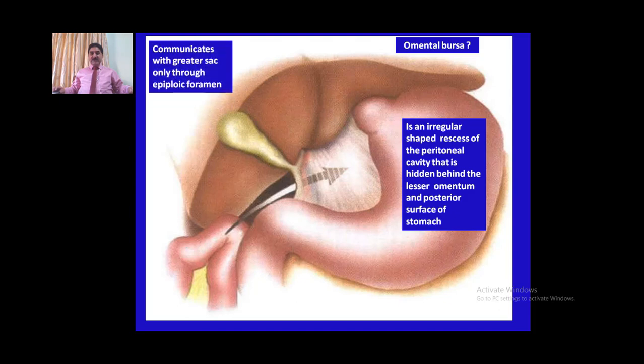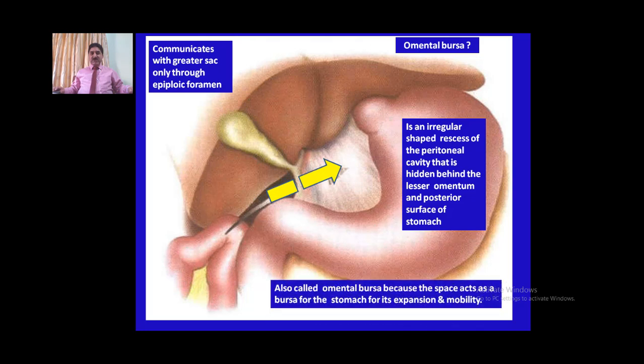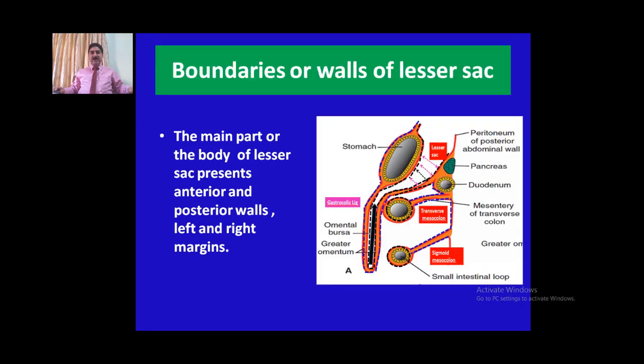So omental bursa is an irregular shaped recess of the peritoneal cavity that is hidden behind the lesser omentum and posterior surface of the stomach. It communicates with the greater sac only through epiploic foramen. It is called omental bursa because the space acts as a bursa for the stomach for its expansion and mobility. Fluid collection in it displaces stomach anteriorly, as occurs in pseudocyst of pancreas.